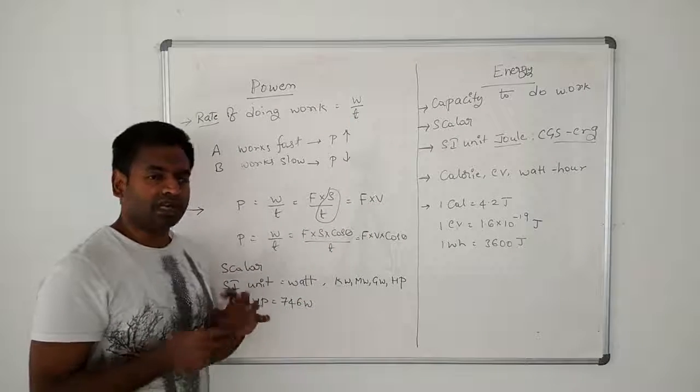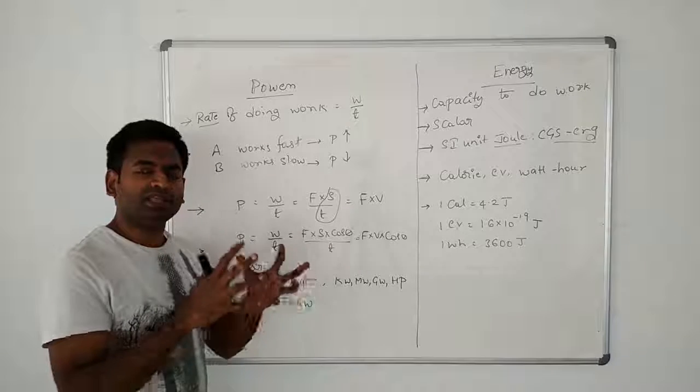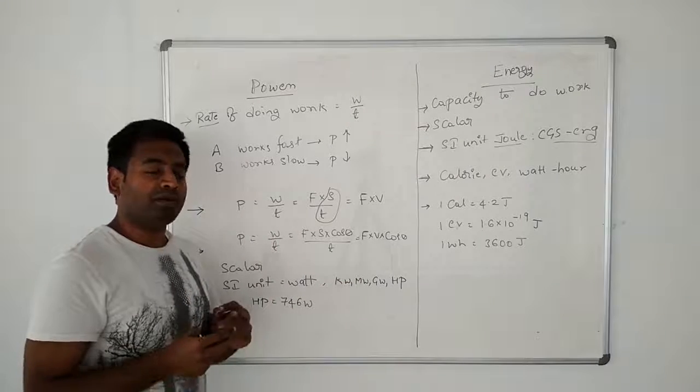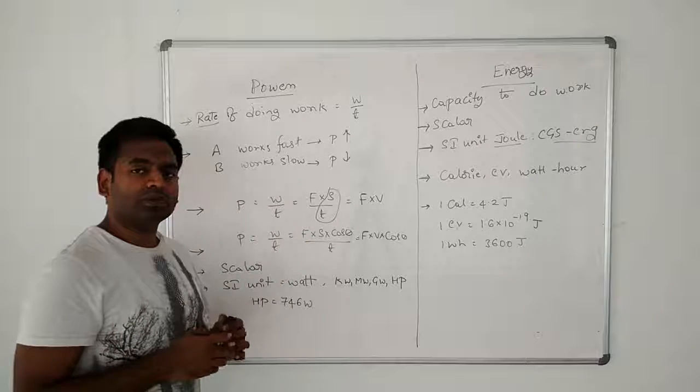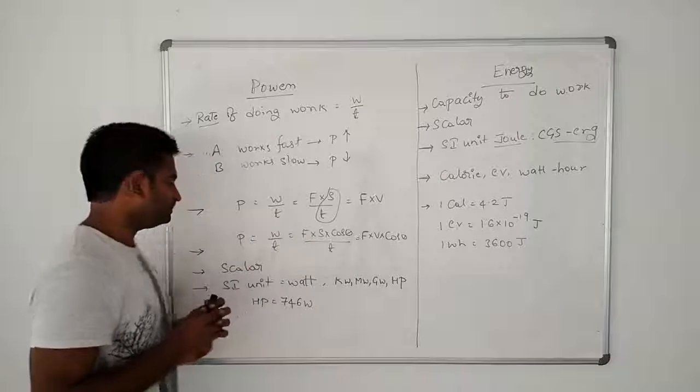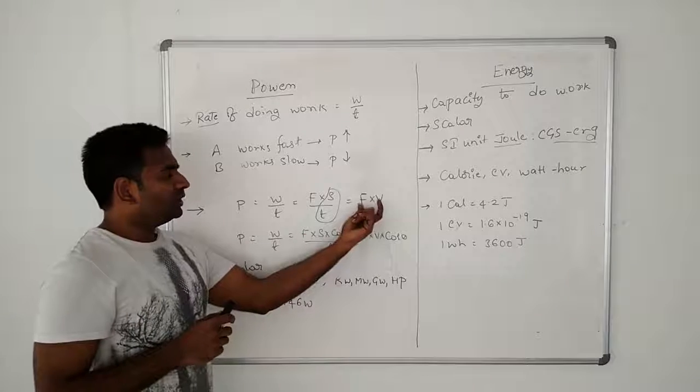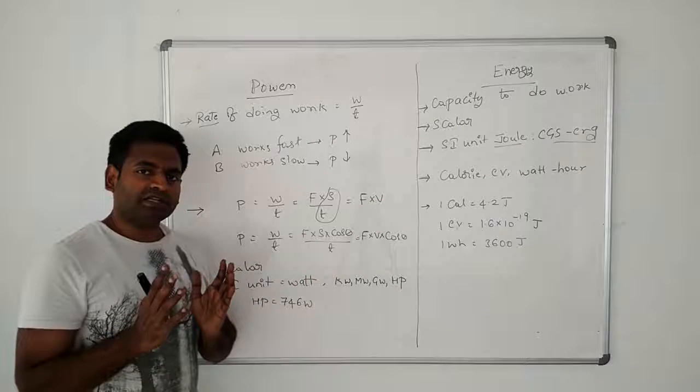And sometimes work done is given directly. If the work done on a body is these many joules, then what is the power? Then the power is equal to work done divided by time. So the power has two formulas. It is important to remember both of them. This is good if both force and the velocity are in the same direction.